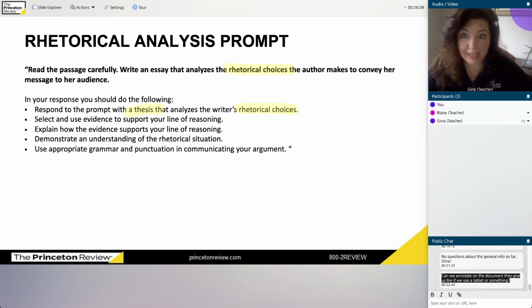And what else do they want? They want evidence. Evidence, right? That's important. You can't just say what she did. You have to prove that she did it by selecting certain lines or certain evidence from the text.